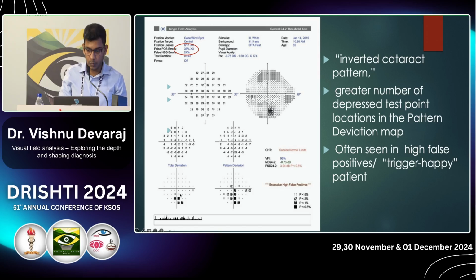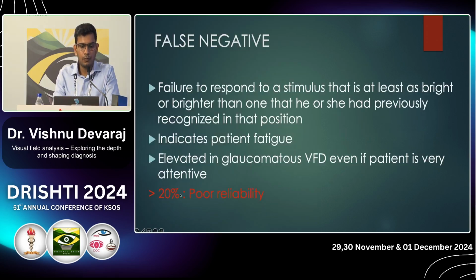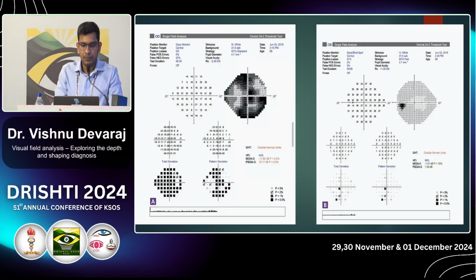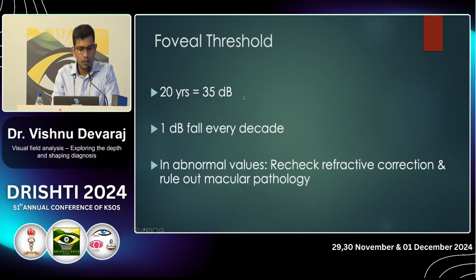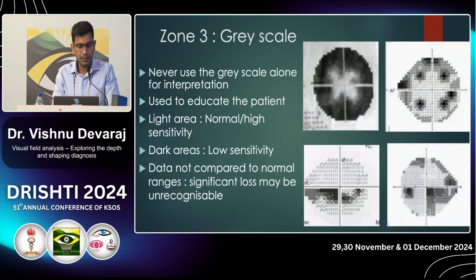Now, false negative is a failure to respond to a stimulus that is at least as bright or brighter than one to which the patient has previously responded. It shows the patient's fatigue, and more than 20% shows poor reliability. So this shows a cloverleaf pattern, with high false negatives. Then foveal threshold, there is a 1 dB fall for every decade, and normally it is 35 decibels.